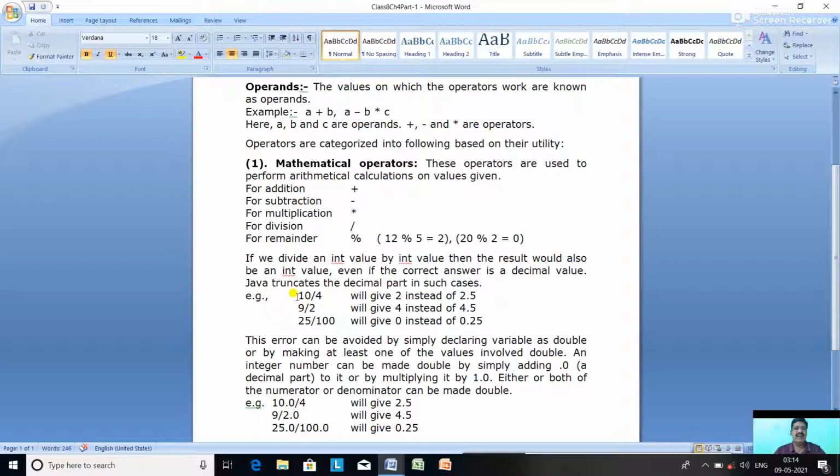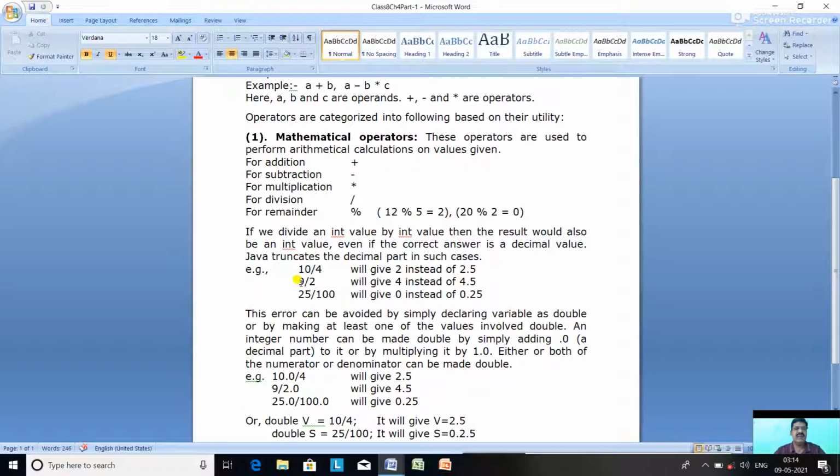Like mathematically, if you divide 10 by 4, it comes 2.5. But Java will give you 2 only. Why? Because the data type is integer. Both are integer, 10 and 4 both are integer. Same way, 9 is an integer, 2 is an integer. If you divide 9 by 2, mathematically the answer comes 4.5. But Java will give you 4, because the decimal part 0.5 will be truncated. Same way, if you divide 25 by 100, its answer will be 0.25. But Java will give you only the integer part, 0.